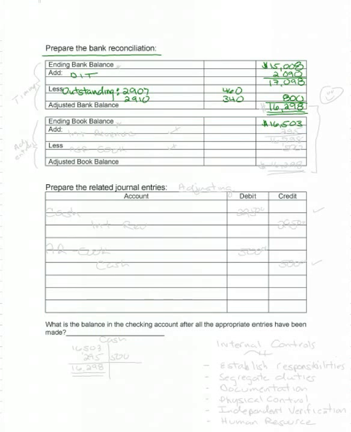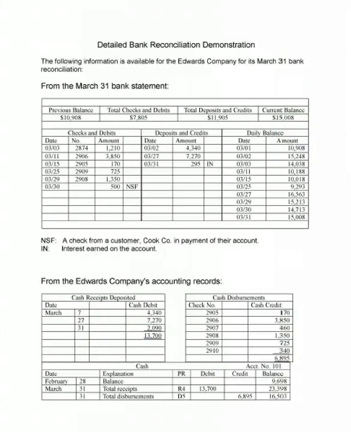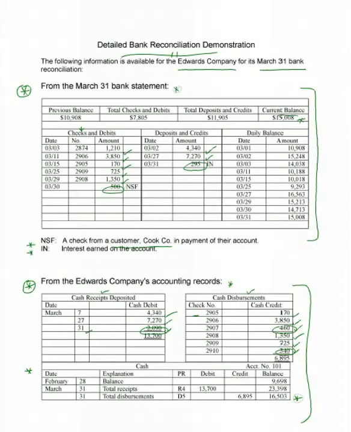Now that we've completed the bank balance portion of the bank reconciliation, let's move on down to the book balance. On the book balance, we're going to list things that are on the bank statement that are not recorded in the books. We'll return to the bank statement, and we'll notice the first thing is the bank added in $295 that we have not yet recorded for interest.